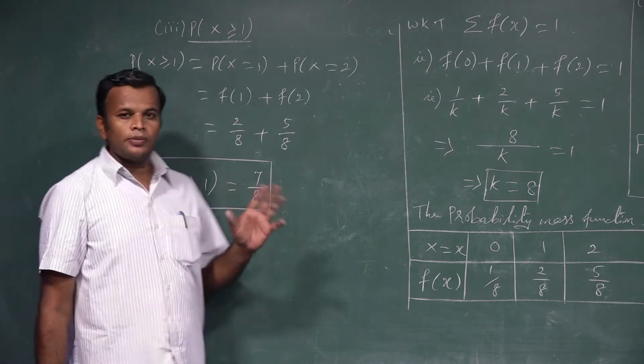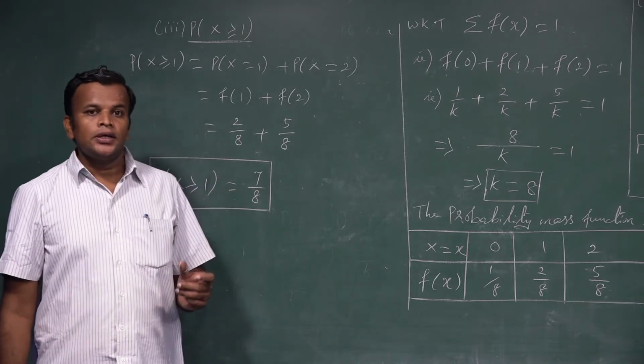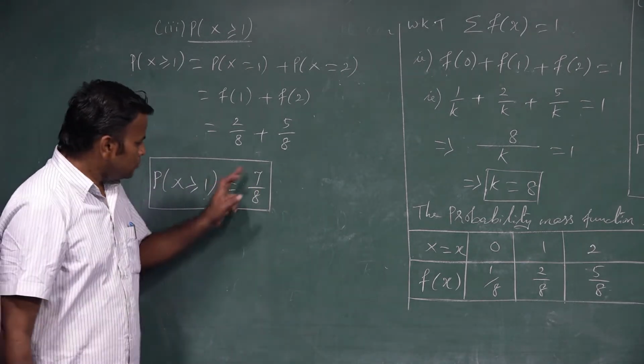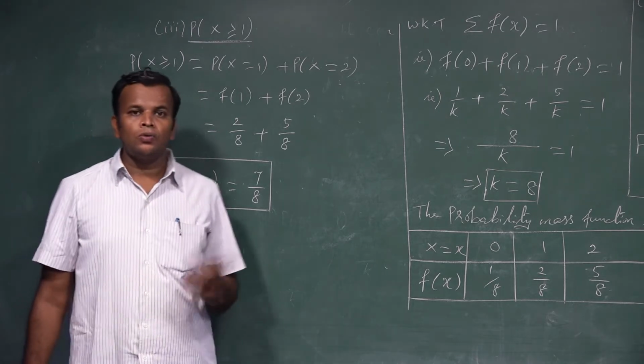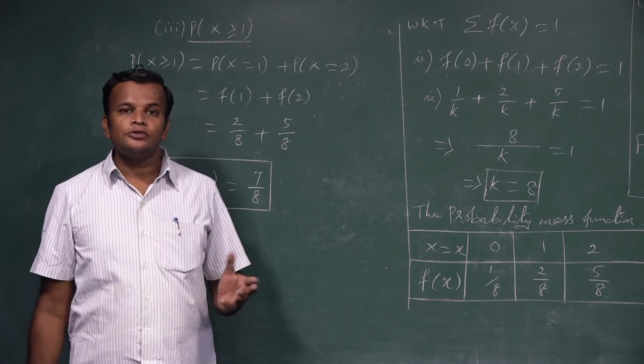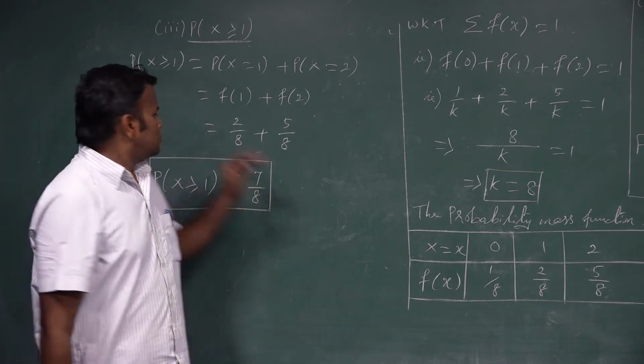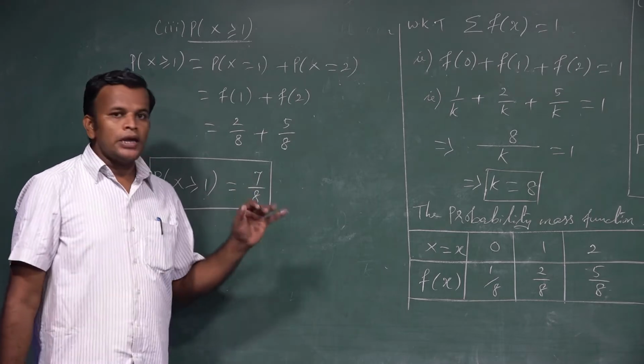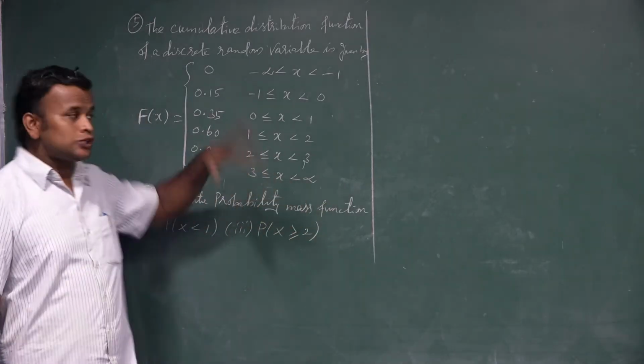After we find all probability values, you check the answer. It lies between 0 to 1. You see that value also lies between 0 to 1, because all the probability values lie between 0 to 1. So this probability value is 7 by 8. Okay, now we move to the next one.